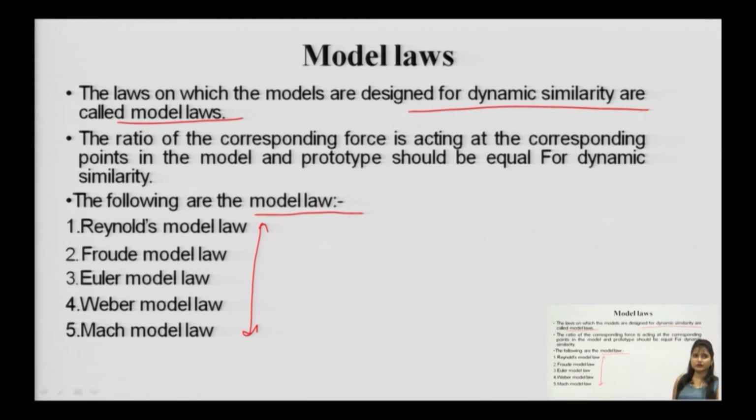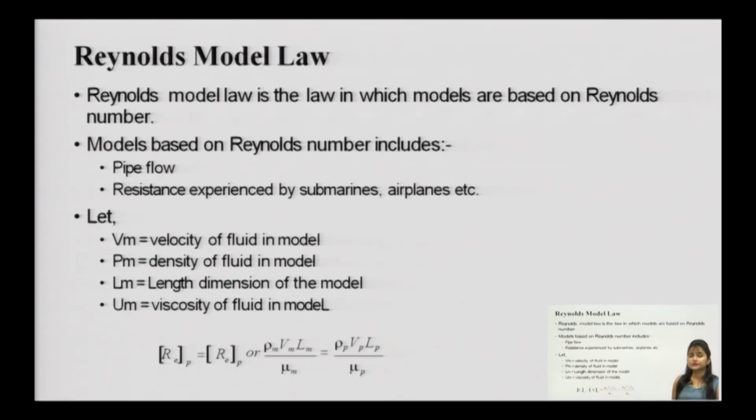Now, let us see what is Reynolds model law. Reynolds model law is the law in which models are based on Reynolds number, that is, inertia by viscous force might be in dominating condition, and hence models based on Reynolds number include pipe flow. It can also include resistance experienced by submarines, airplanes, etc.